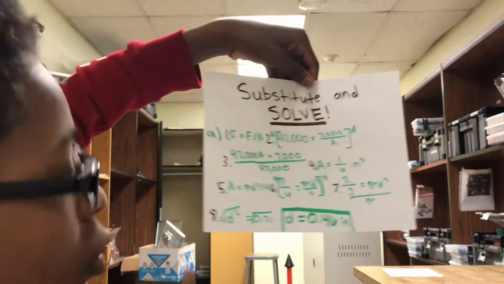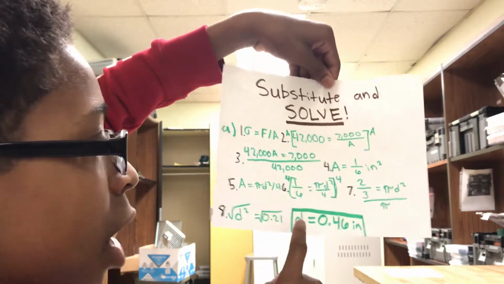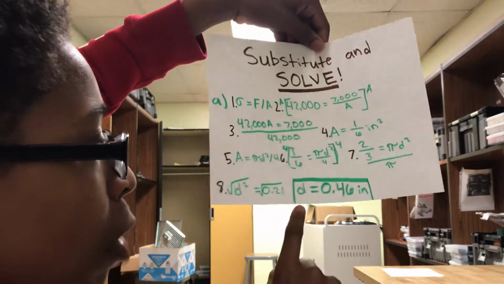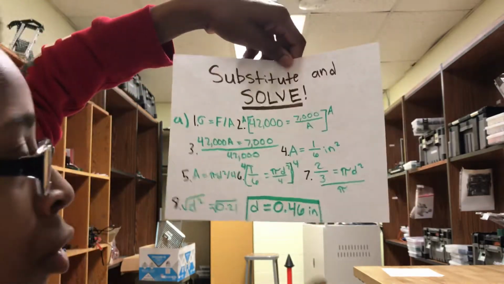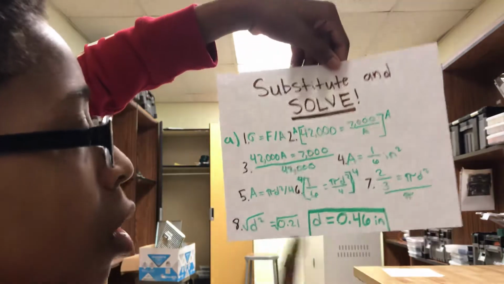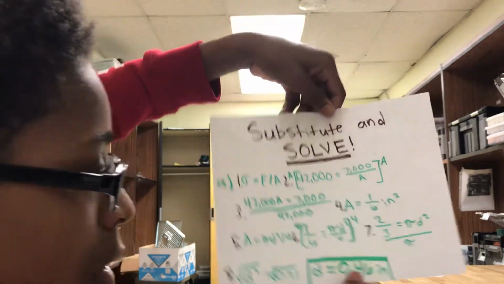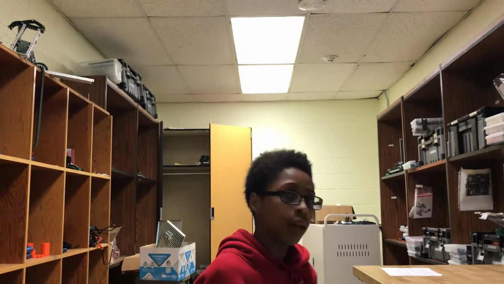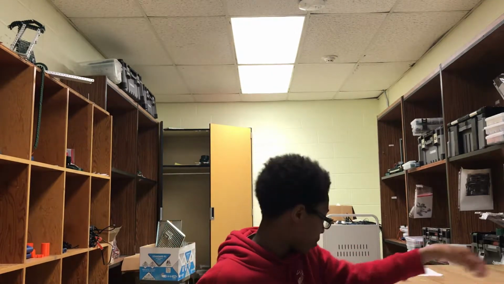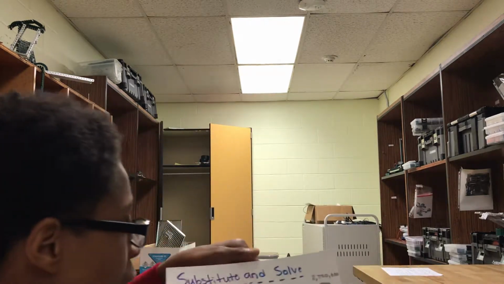Now, to get rid of a square, we have to square root the problem, which gives us the diameter being equal to 0.46 inches. And notice how I went to the precision of 0.00. There's 3 places there with a decimal after the first. Now, to solve this, we must finish with problem B.